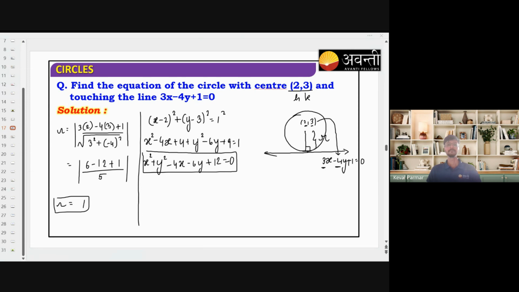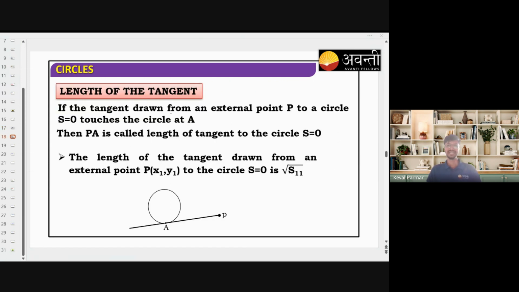Right, guys? So now the next concept is length of a tangent. Now please remember what is length of a tangent. You must feel that a tangent has infinite length. You can say it's a line, right? So how can we get the length of a line? Let me explain what it means.